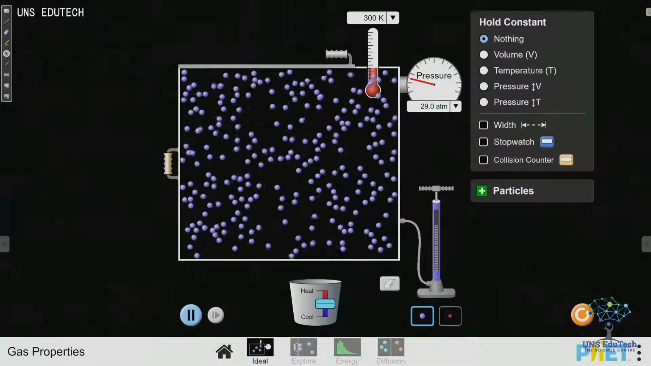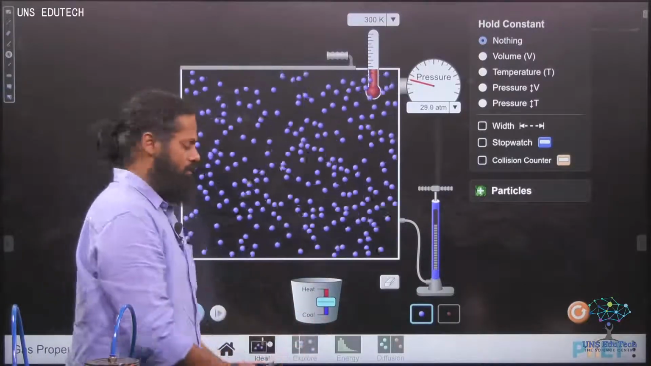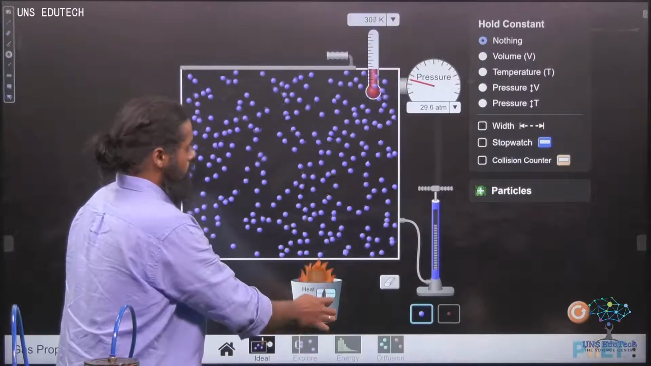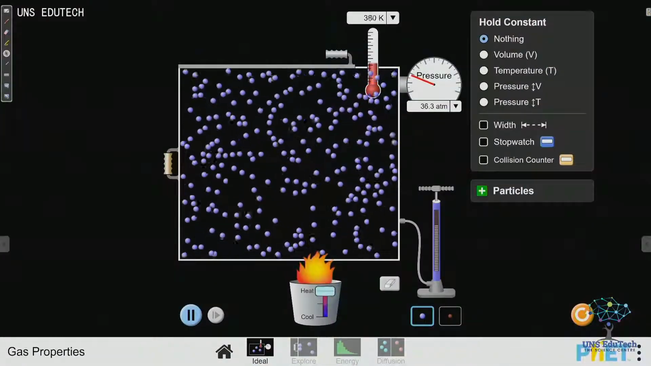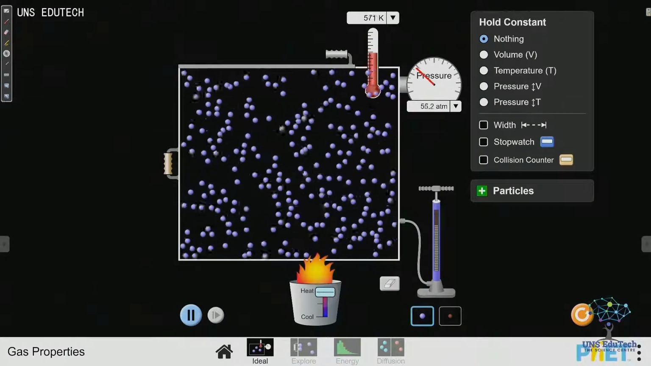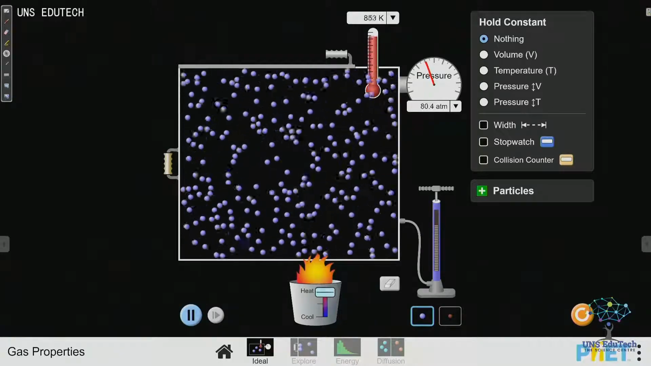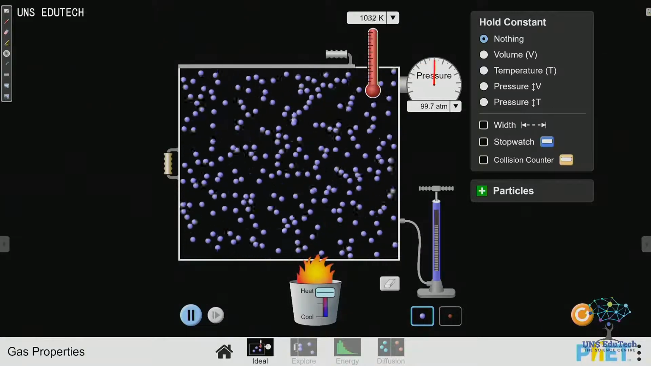So here I am increasing the temperature. What will happen if I increase the temperature? You can look at the temperature first. Look at the reading. See, it is up to 600 Kelvin. You see the pressure keeps on going up. You can see that pressure is increasing.